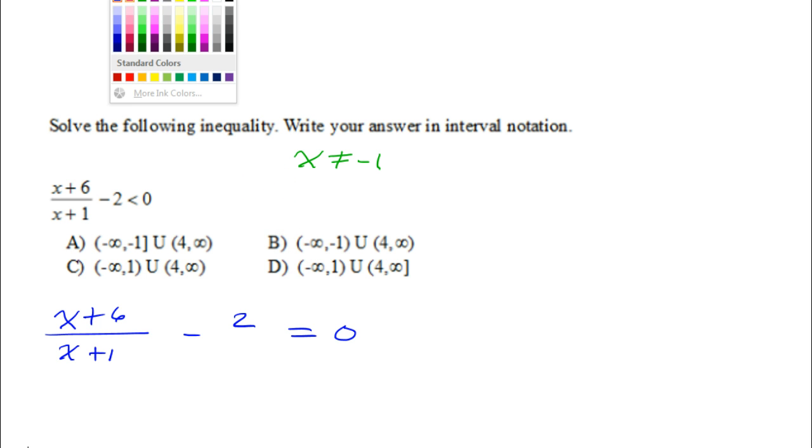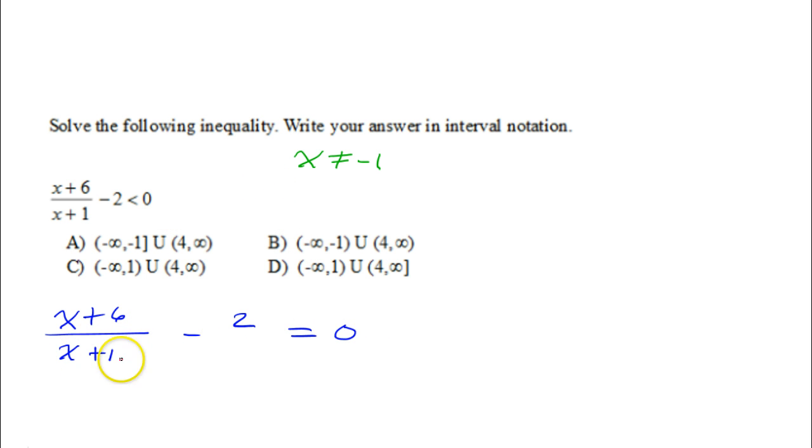Now, one way to solve this equation is to make all the denominators be the same. So under the 2, I can put an x plus 1 to match this. Same with the 0. Oh, wait. It's only valid for me to multiply the denominator by x plus 1 if I also multiply the numerator by x plus 1. And I'll do the same thing with the 0. X plus 1 denominator, x plus 1 numerator. Now, all of the denominators are the same. So once I have the denominators the same, I can cancel them out.